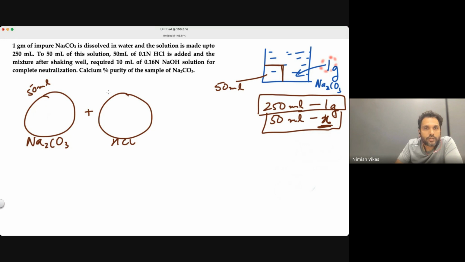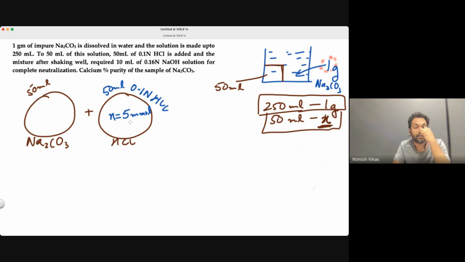So what is it? It is 50 ml of 0.1 molar HCl. So I know the number of moles. How much is it? 0.1 into 50. How much is that? 5 millimoles. I'm not even reading the question further. I'm just doing everything up to the point they are giving, absorbing the data. HCl is added, and I wish it was a full complete reaction.